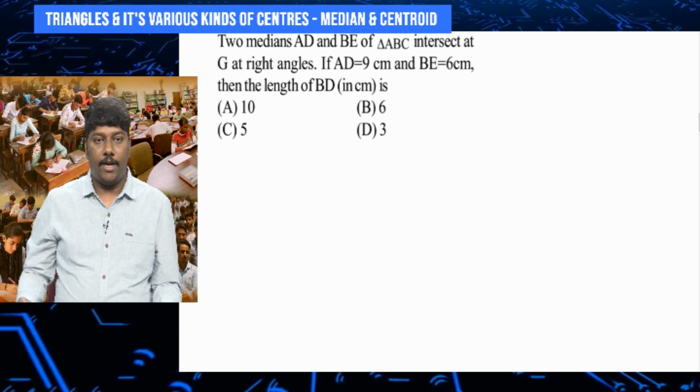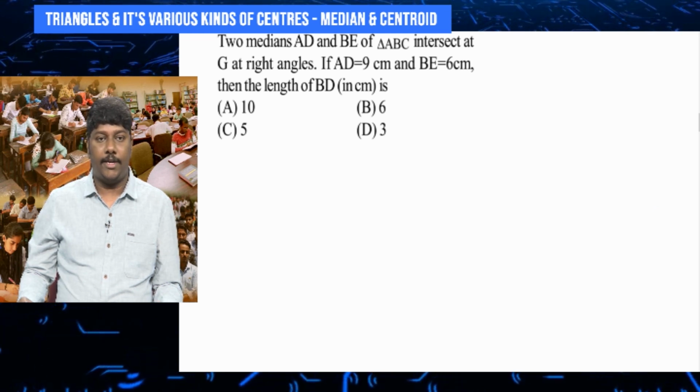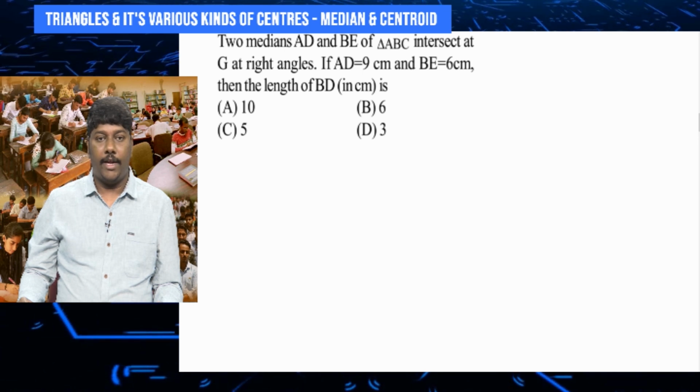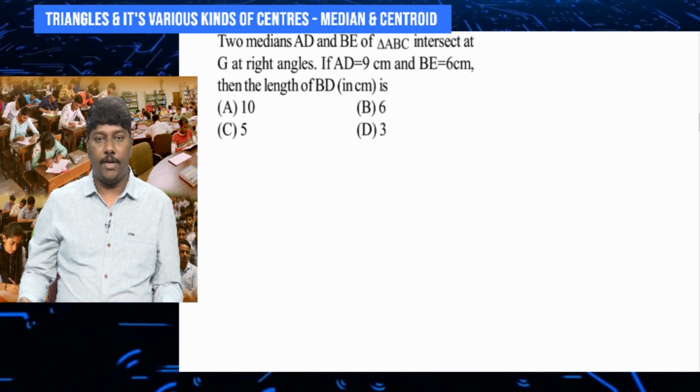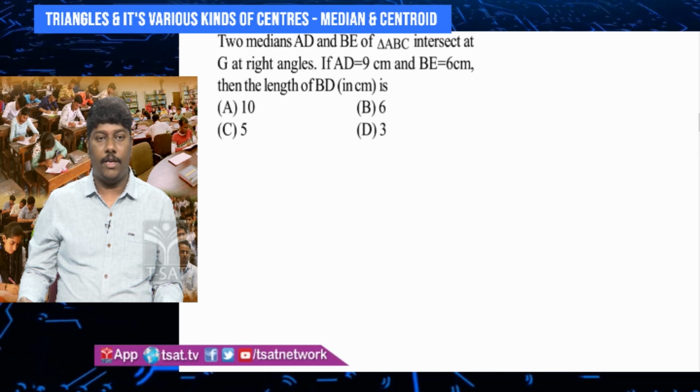Hello viewers, in the previous class we have gone through the properties on medians and few problems. Now in this class we are going to look at more problems on medians. Here two medians AD and BE of triangle ABC intersect at G at right angles. If AD is equals to 9 centimeters and BE is equals to 6 centimeters, then the length of BD is.